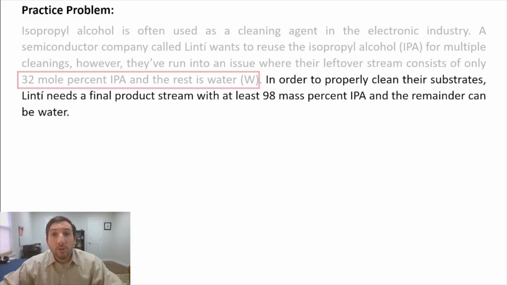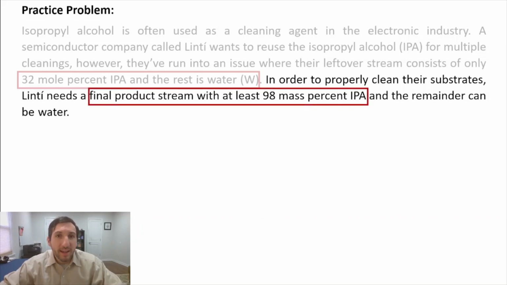Okay, so looking at that sentence, again, it seems like I have a value that's going to be useful for me. We've got the 98 mass% IPA. And they also identified that that's going to be a final product stream, which using the word product would suggest that that's going to be one of our exiting streams. All right, moving forward to our next sentence.